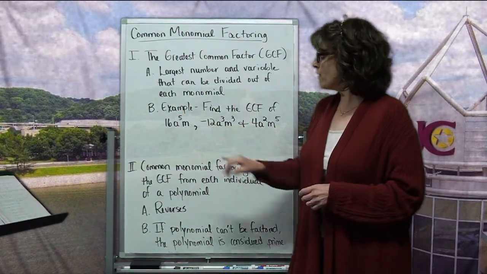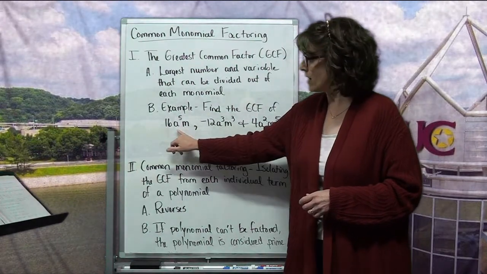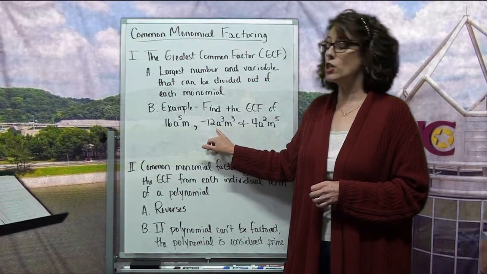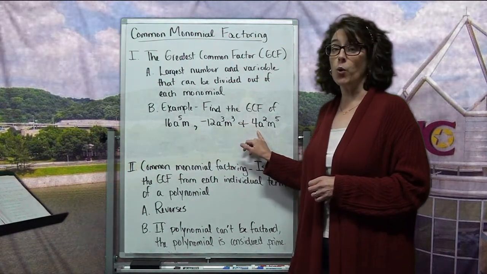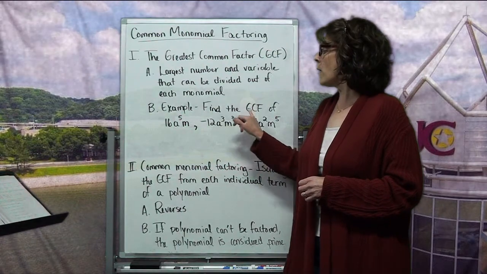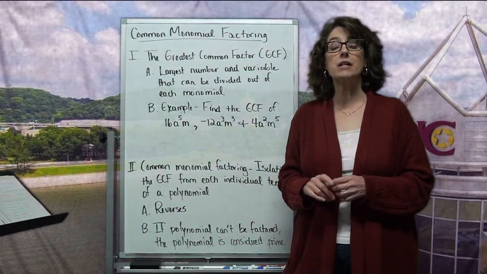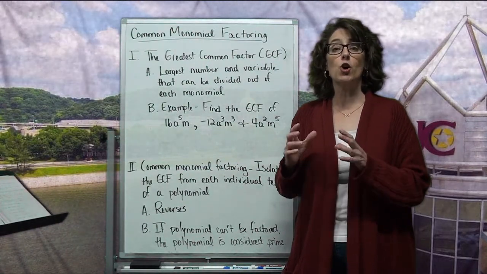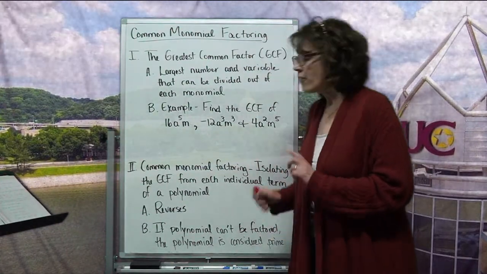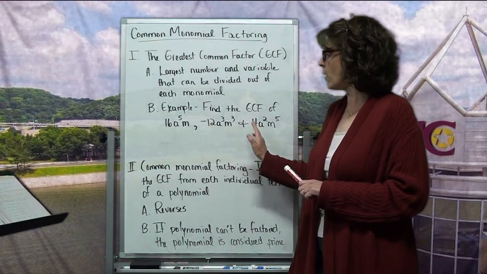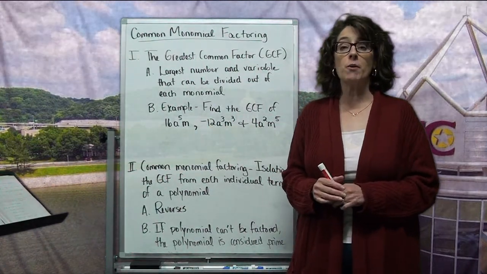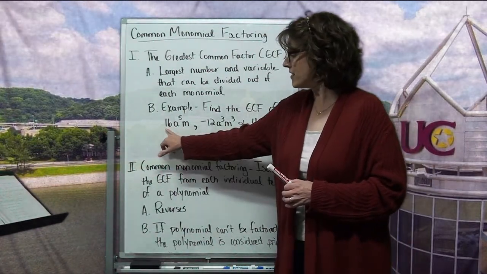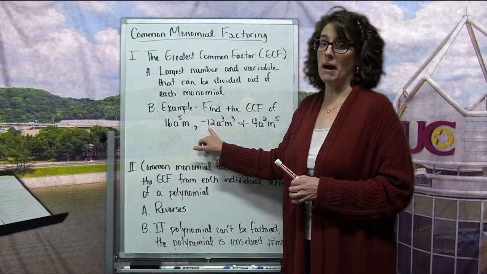In our example, we've got three monomials here. We've got 16a to the fifth m to the first, negative 12a to the third m to the third, and 4a squared m to the fifth. And we want to find the GCF, the greatest common factor for all three of those monomials. So we're going to look at those coefficients and say, okay, the coefficients 16, negative 12, and 4, what is the largest number that I can divide out of all three of them? Well, I can certainly divide this by 8, but this is not divisible by 8.